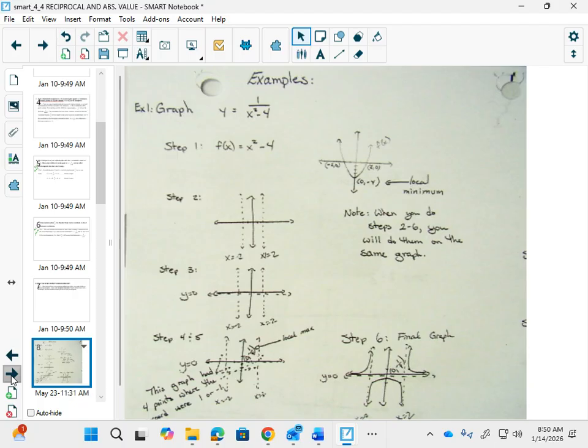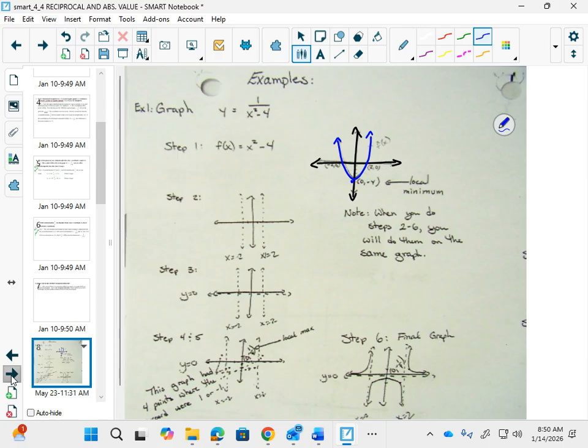But using our new technique, the idea is you will first draw, and I'll draw it in blue, x squared minus 4, which is just a parabola moved 4 units down. And I can actually label quite a few points on here.